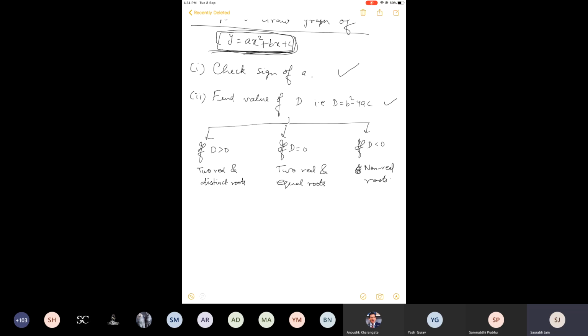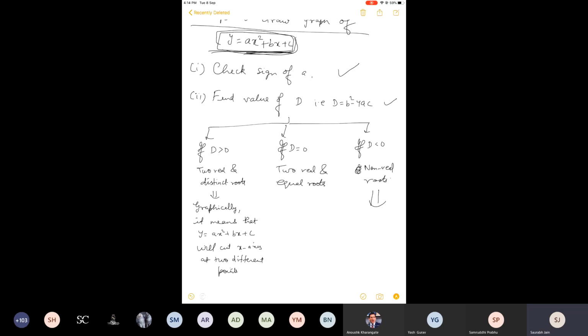So it means graphically that y equal to ax square plus bx plus c will cut the x-axis at two points. Will cut the x-axis at two different points, or distinct points.